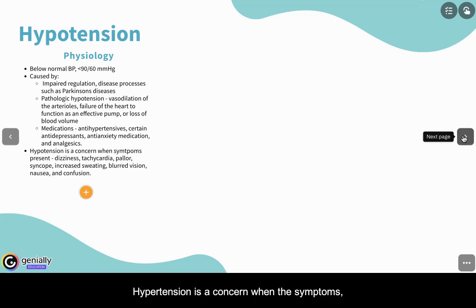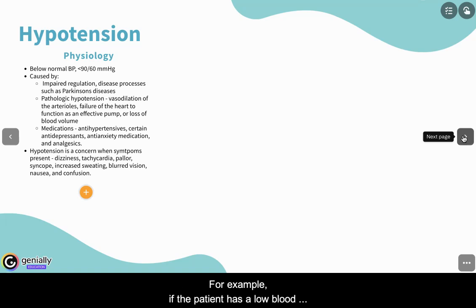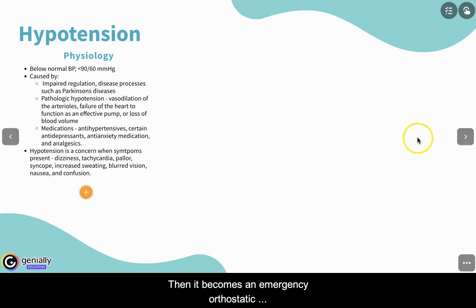Hypotension is a concern when symptoms are present. For example, if the patient has a low blood pressure, but they don't have any symptoms, they're usually okay. But if they start getting dizziness, they get tachycardic, pallor, syncope, they're fainting, they have increased sweating, blurred vision, nausea, and confusion, then it becomes an emergency.